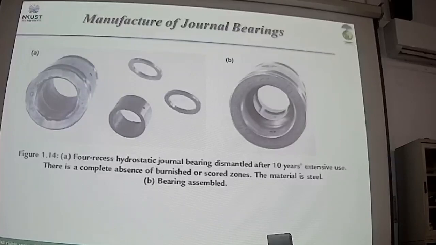So the production precision for the manufactured part should be very precise in the dimension. Okay. Here is an example for the four-recess hydrostatic joint bearing. So you can look at one, two, three, set here. After operating 10 years in service. Okay.